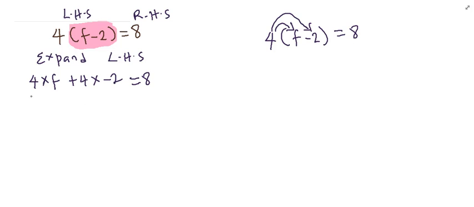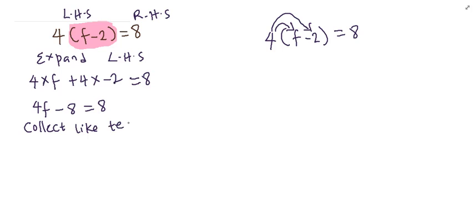So let's use our knowledge of multiplying signs. 4 multiplied by f will give us 4f, and then 4 multiplied by negative 2, different signs, right, gives us negative. So negative 8 is equal to 8. Okay, the next step here now is 4f minus 8 can never work. So what do we do? We have to collect like terms right here.